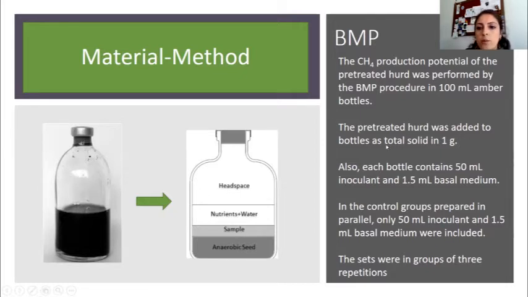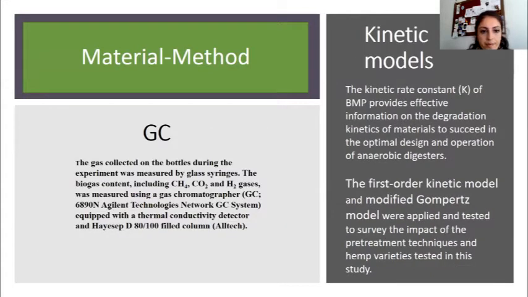Pretreated hurd was added to bottles, with 1 gram of total solids. Also, each bottle contains 50 milliliters inoculum and 1.5 milliliters basal medium, and control groups were prepared in parallel, with only 50 milliliters inoculum and only basal medium. And we use GC to analyze the gas content.